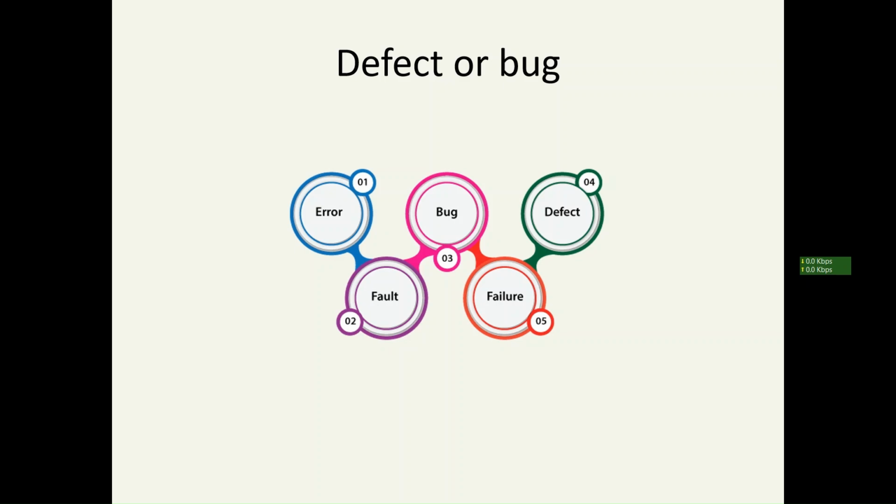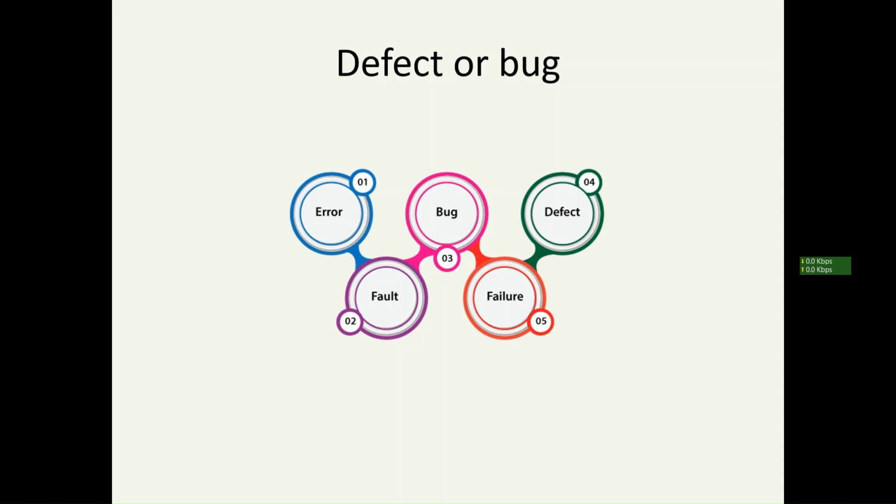So a mistake will lead to an error. In developer terms, they call it an error, like logical error, syntax error, compile error. In Selenium code also we talk about an error. Any mistake, any fault that happens leads to an error.